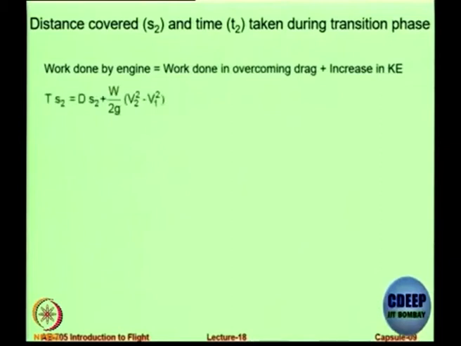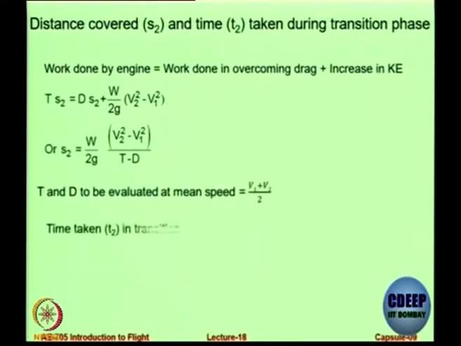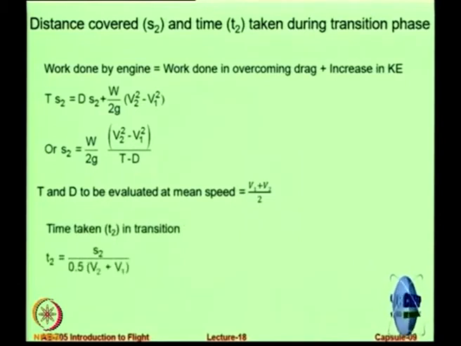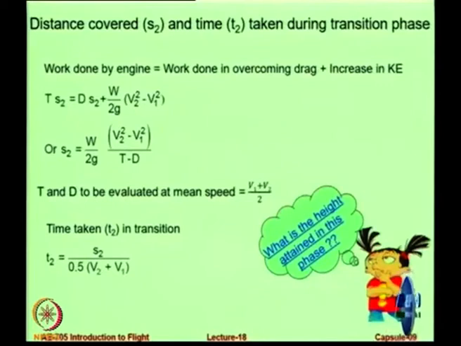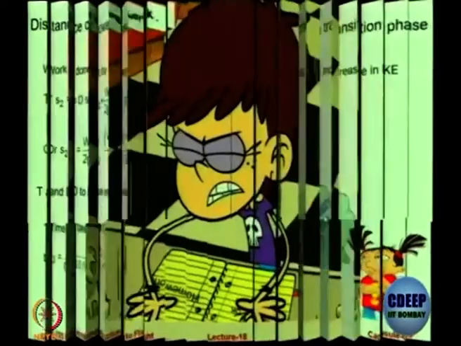So to calculate the distance and the time taken during transition, you have to assume the thrust is equal to drag plus the kinetic energy that is increasing. And the time taken will be the average, because speed increases from V1 to V2. So this particular calculation, now there is a height that is attained in this phase. That height is basically the obstacle height.